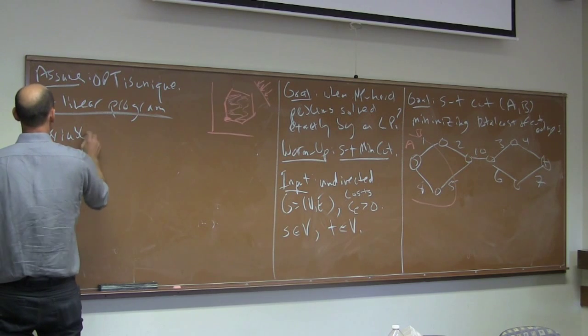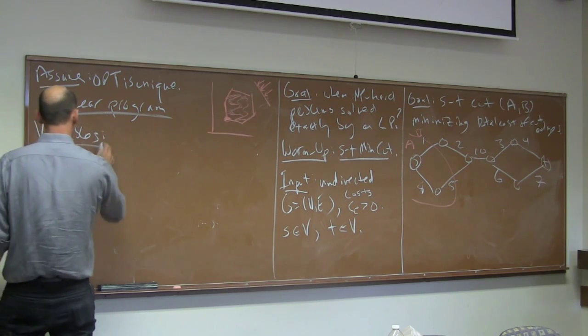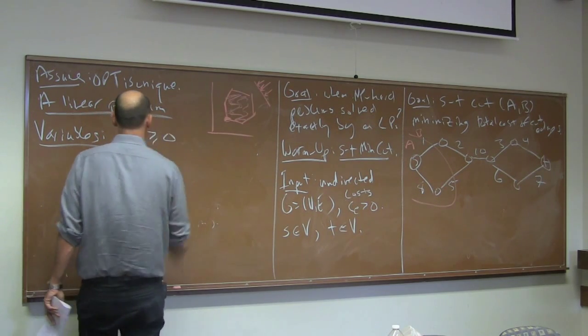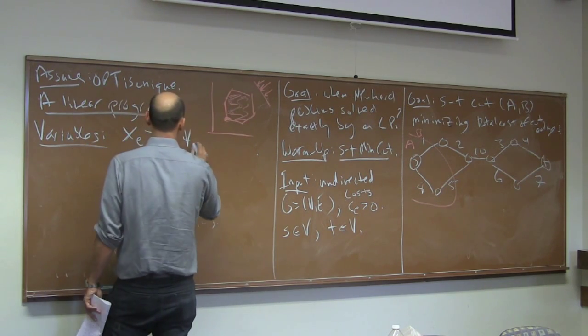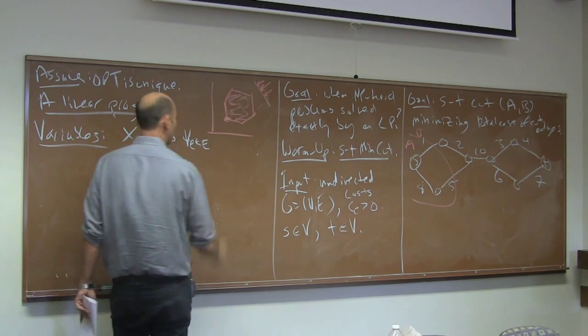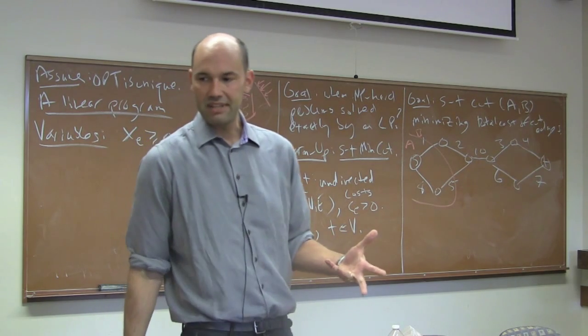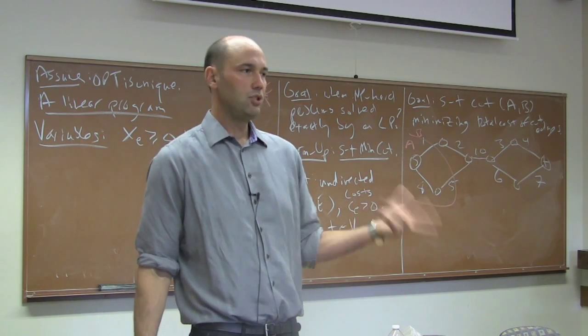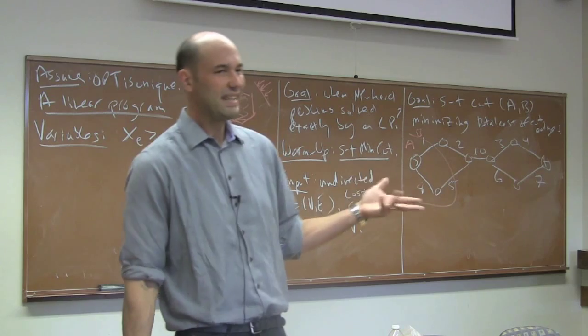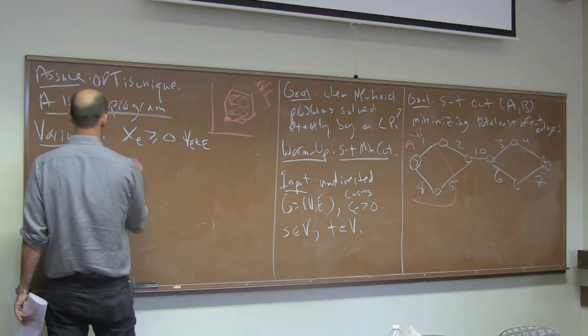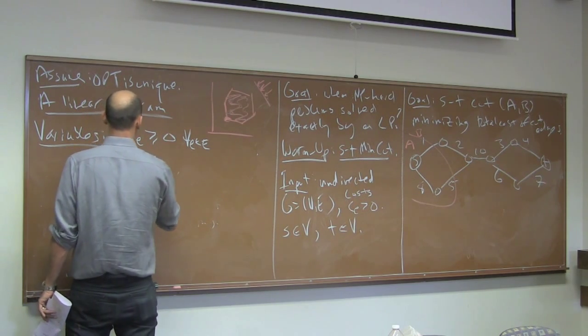So the variables: there's going to be a variable xe per edge. The semantics of xe is that we want xe to be 1 if this edge winds up getting cut, and 0 if this edge is not cut. That's the intended semantics. We're also going to have a variable for each vertex.